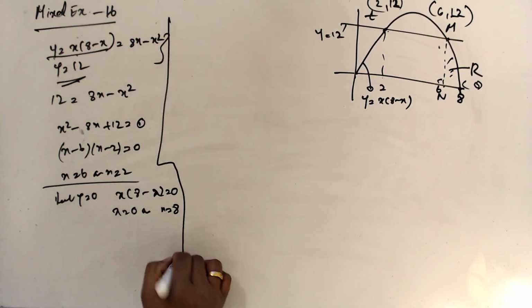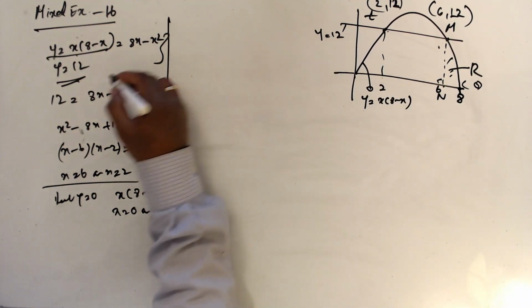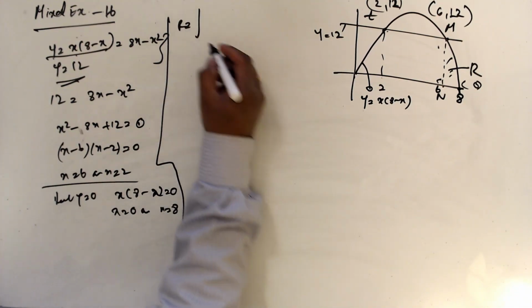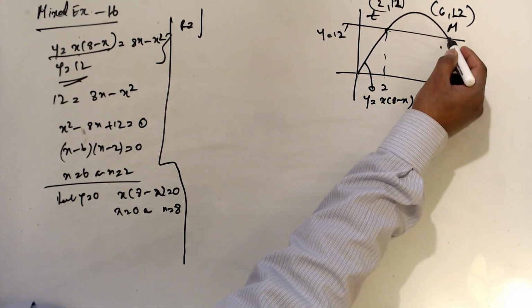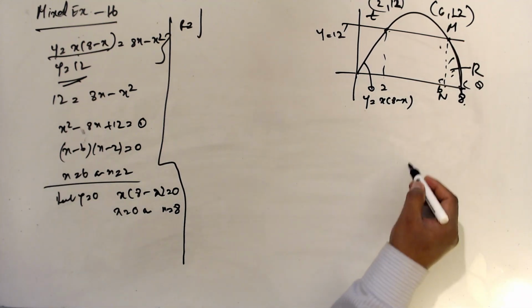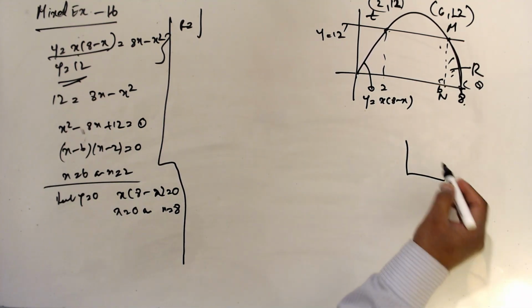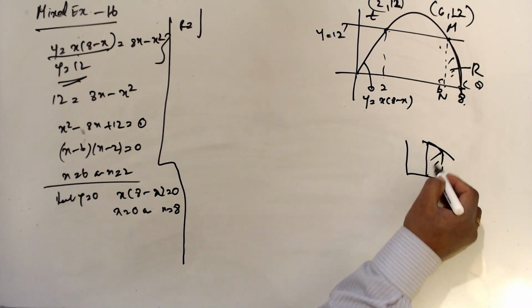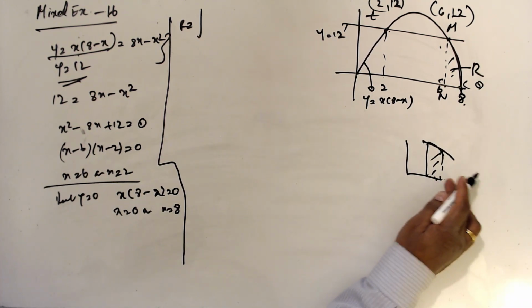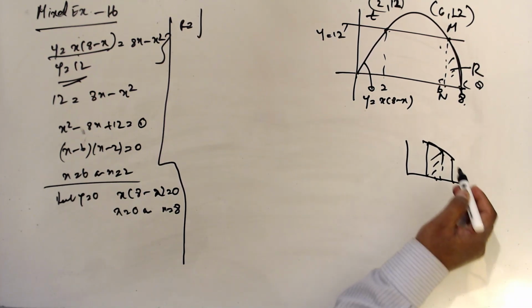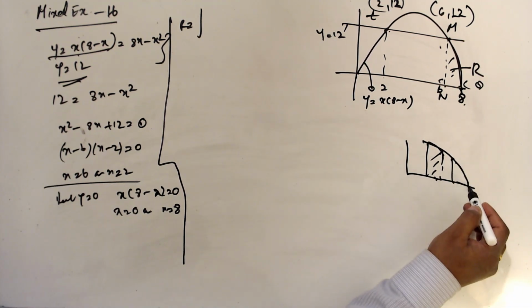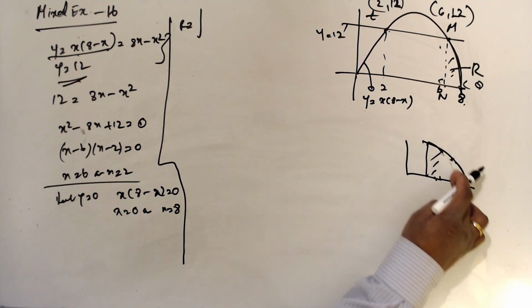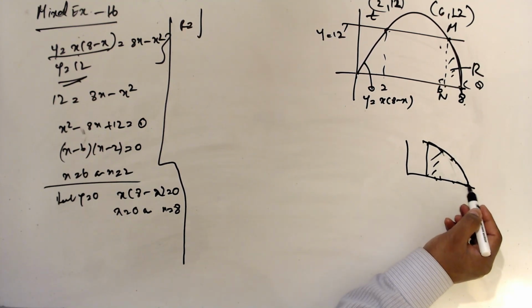Now I have to integrate this curve to find our area from 6 to 8. So you know how to integrate this kind of equation. But now in this case, what is happening? This is up to here. The right boundary is here.